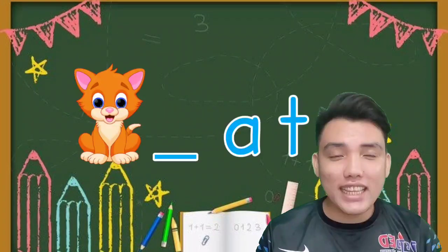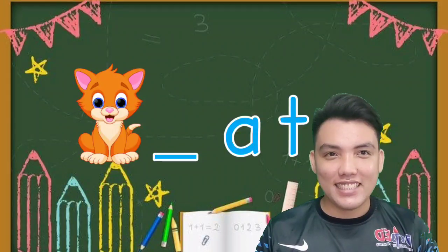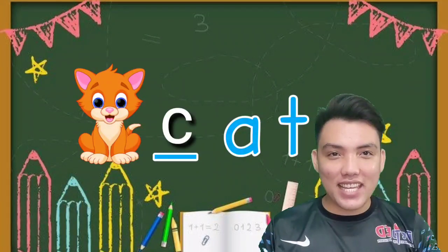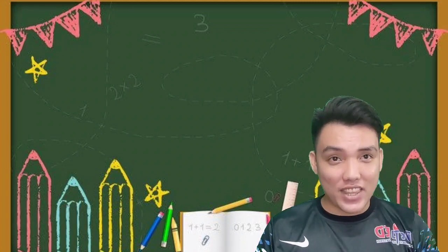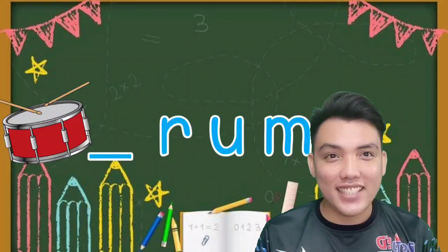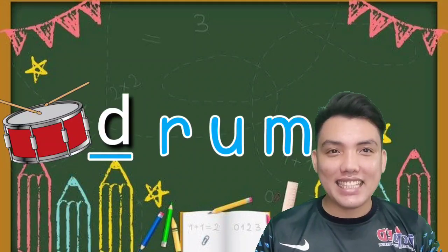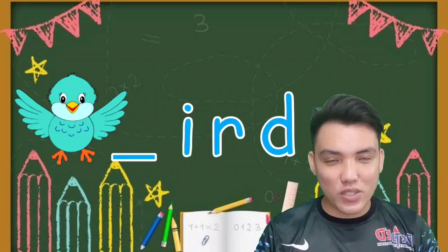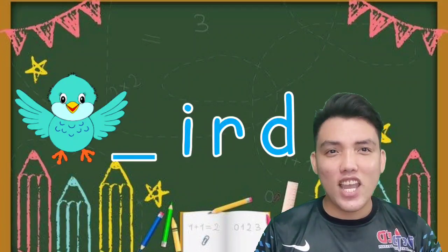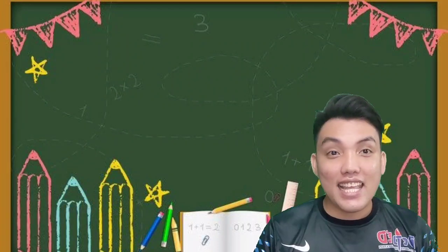Next, what is the missing letter in this word? Brilliant. The answer is C. Next, what is the missing letter in this word? Very good. The answer is D. Next, what is the missing letter in this word? Good job! The answer is B.